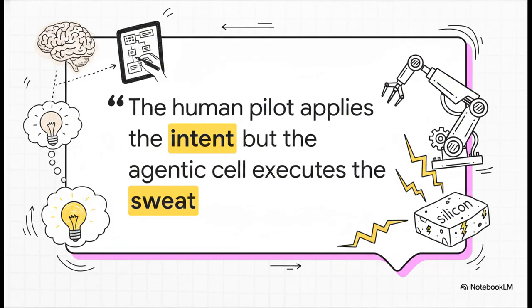It says, "The human pilot applies the intent, but the agentic cell executes the sweat," bridging that massive gap between messy human desire and strict deterministic machine execution. You see, humans are messy, we're associative, and we're probabilistic. But silicon, it's cold, it's rigid, and it's strictly mechanical. By using exactly formatted text and deterministic hardware, the human pilot applies the creative intent, and the deterministic agentic cell physically executes the sweat. We are quite literally tricking rocks into thinking with lightning to perfectly automate our imagination.